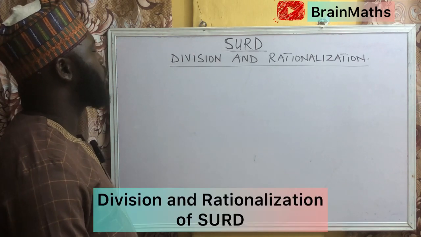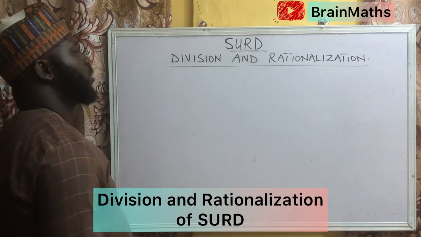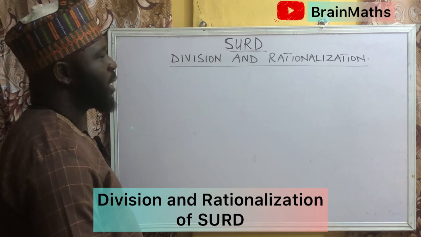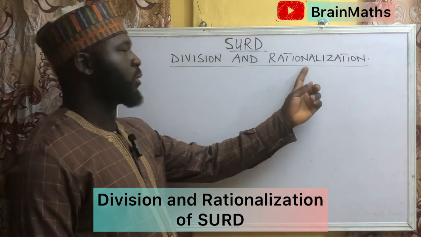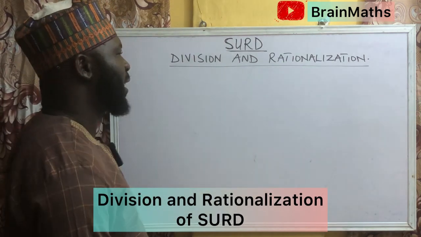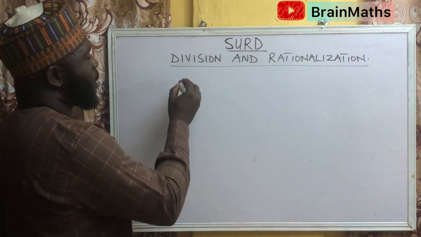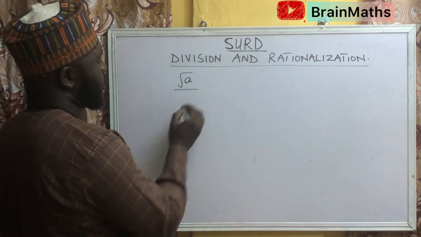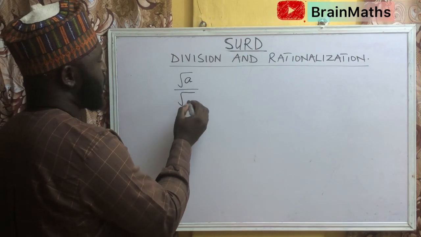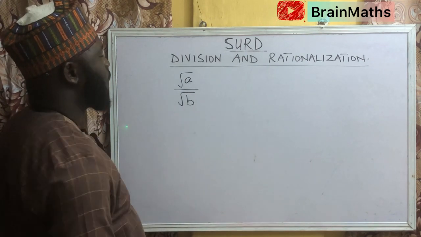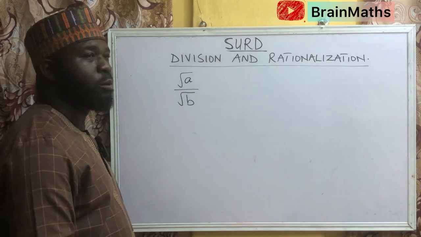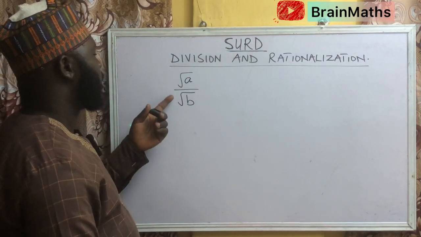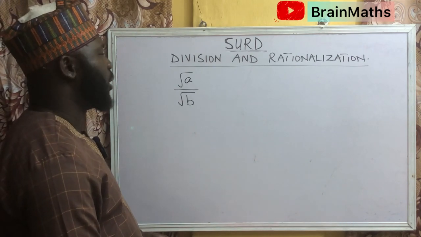In this video, we want to see how to divide surds. The division of surds usually leads to this subtopic which is called rationalization. When you have surd A to be divided by another surd B, the first thing you try to do in this kind of situation is to first simplify both A and B.